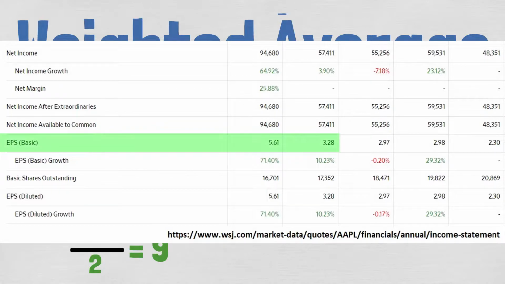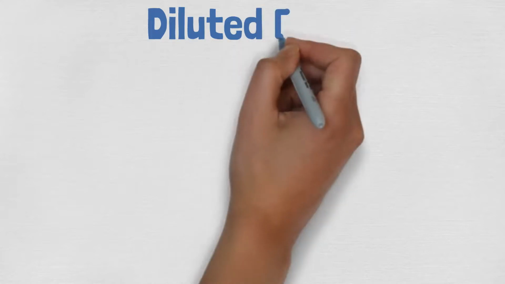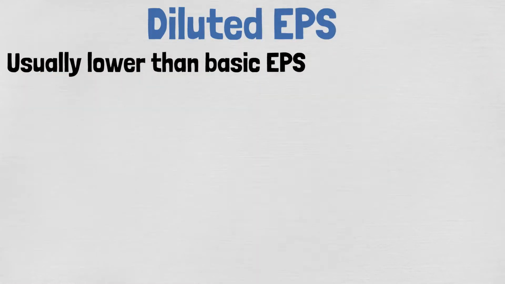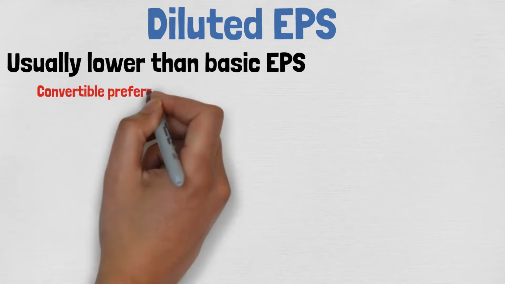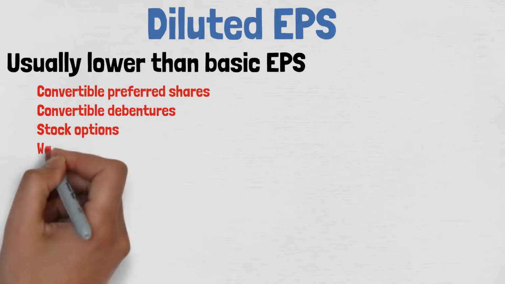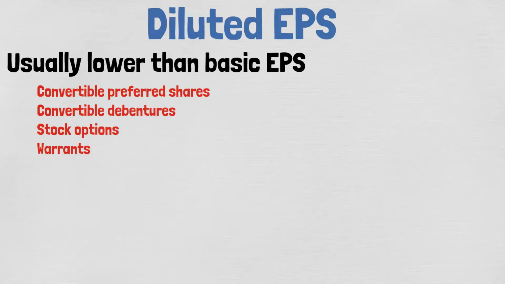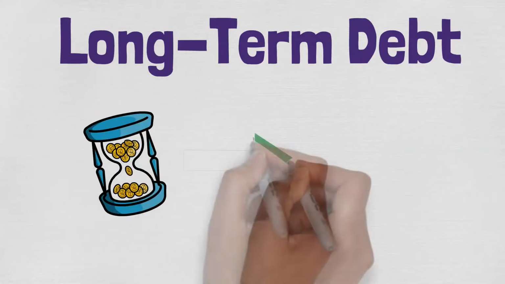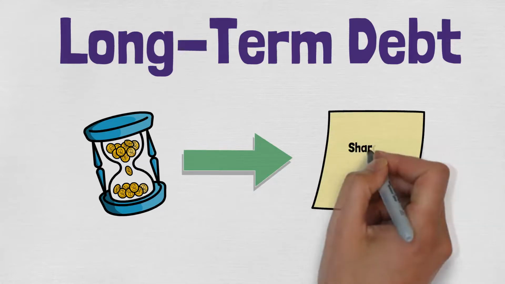The one that we calculated previously is the basic EPS. Diluted EPS is calculated a little differently and is usually a little bit lower than the basic EPS. This is because the diluted EPS takes convertible preferred shares, convertible debentures, stock options and warrants into account. I won't go much into detail about these, but basically a company can issue something like a long-term debt that can be converted into company shares after a specific time.